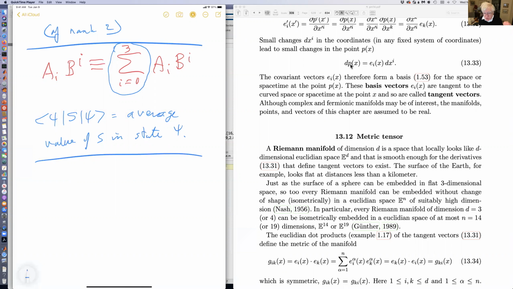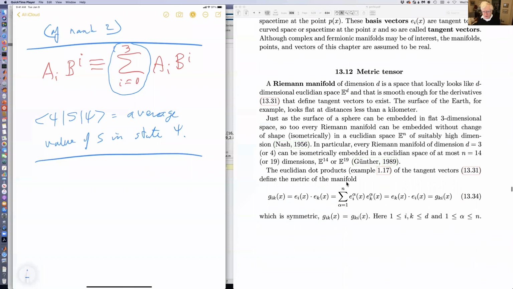That gives us a visual image, just as we can think of the surface of a sphere, a two-dimensional sphere, an ordinary sphere in 3 dimensions. It's a curved surface in a higher 3-dimensional space.